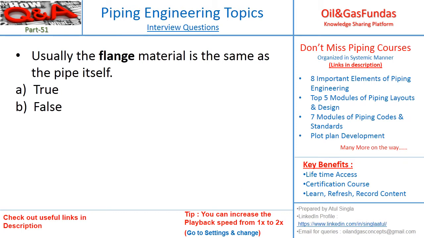Usually the flange material is same as the pipe itself. Is it true or false? The correct answer is true. Whenever we are selecting the flange material, we have to first look at which material we are using for pipes, so that there is no issue while welding, and also the mechanical properties for pipe we have already selected. So whenever we choose flange, we have to go for same material.